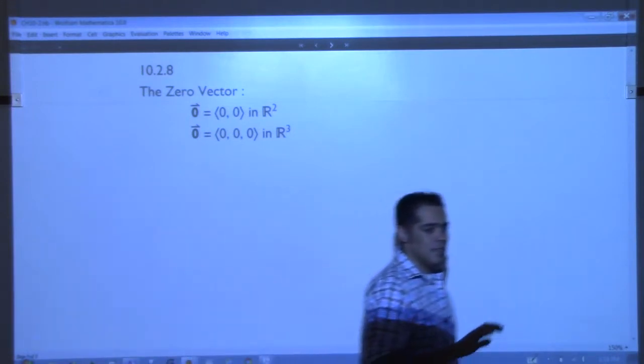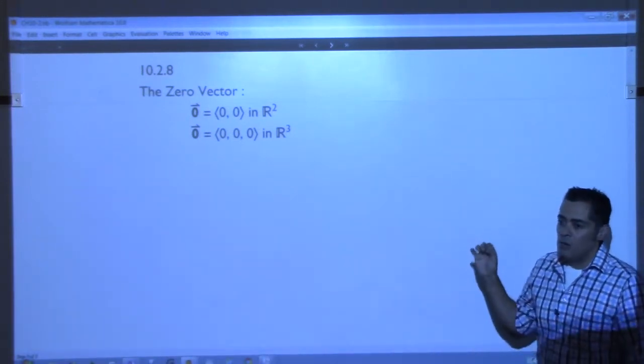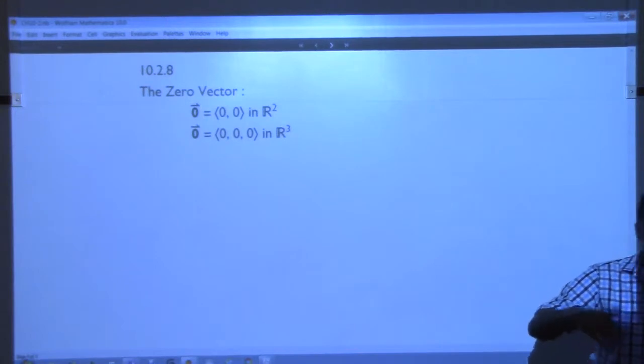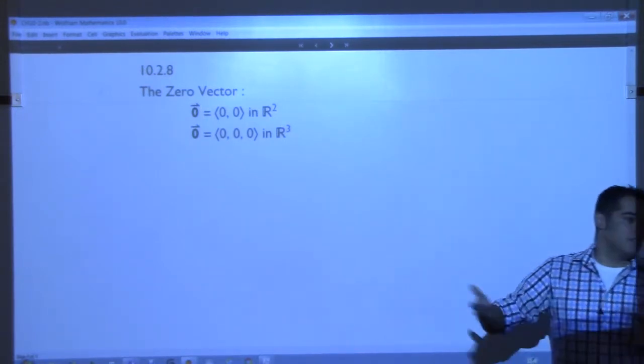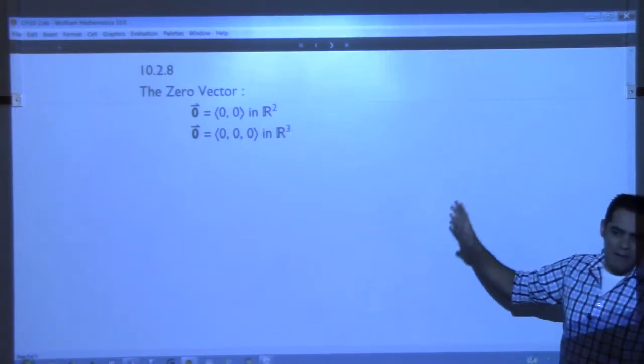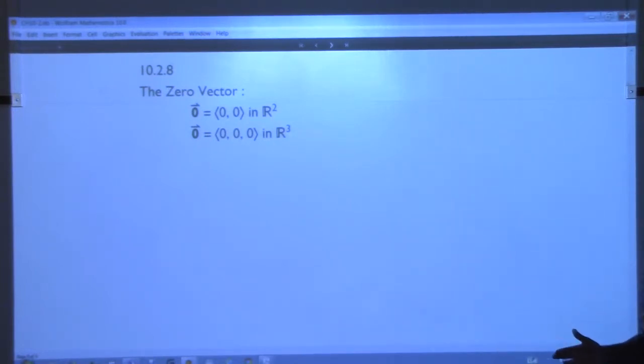And a lot of times in this section, we'll be talking about properties of vectors, and we'll always want to say, if the vector is a non-zero vector, then this is true. Because if it's a zero vector, the properties kind of fall apart. Does that make sense? Kind of, yeah?